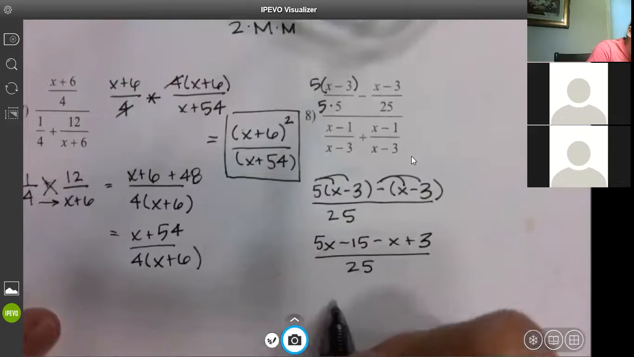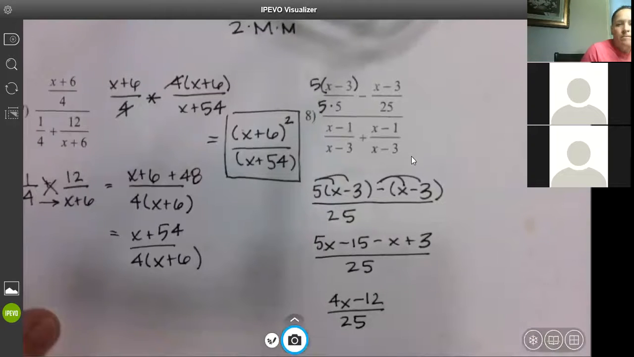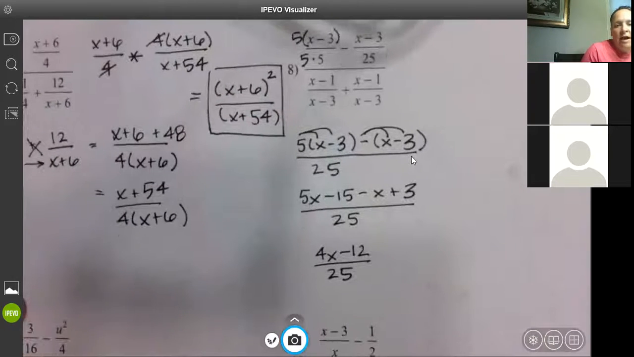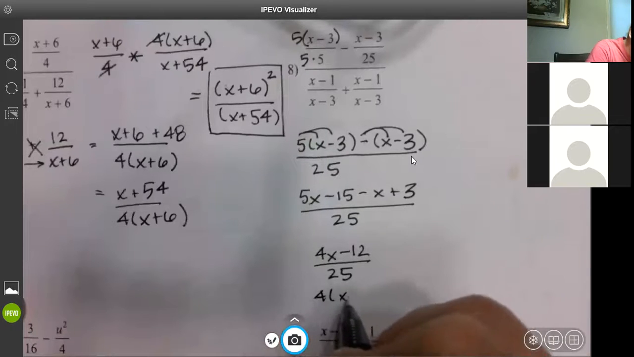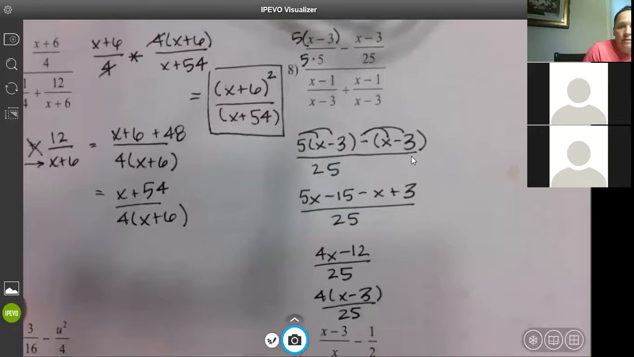So 5x minus x is 4x. Negative 15 plus 3 is minus 12 over 25. And then how do I fix it more? What can I do? Take out a 4. Perfect. Leaves me with x minus 3 over 25. So that's your first one.